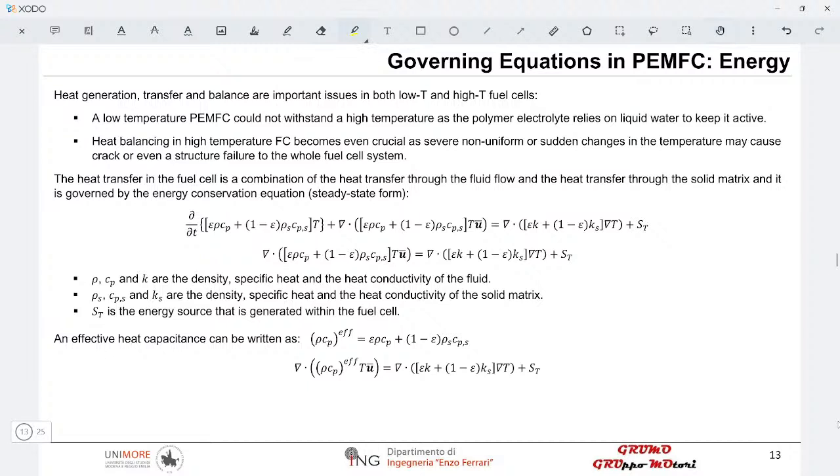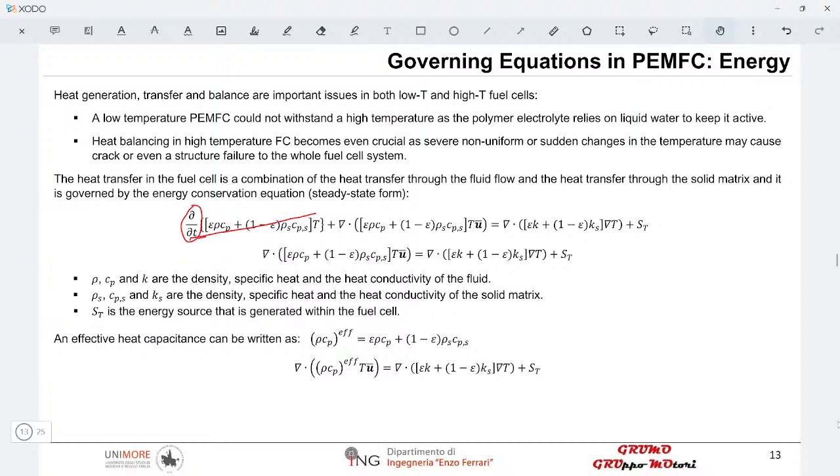Now, we can write the general conservation equation for the energy here, and again we can neglect immediately the unsteady term. Okay, here you see the partial derivative on time. And what we have here seems more complex than we expected, but it's just, again, to account for the possible presence of porous materials. So we are talking about the product between the density and the specific heat, what is usually called the heat capacitance of a given material.